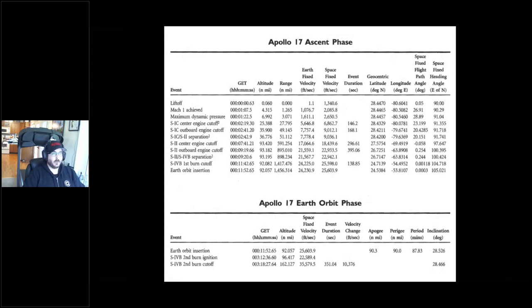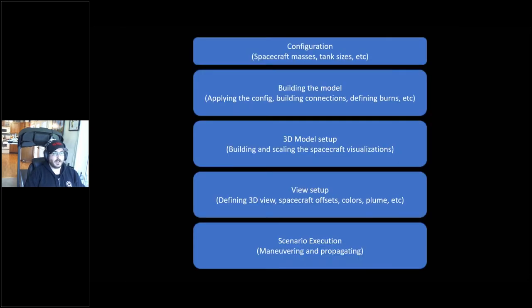So I opened up this book, I fired up FreeFlyer, and I started trying to model the scene we had just watched. At a high level, this is broken down into five parts. There's the configuration, which is just inputting all of the masses, the tank sizes, the time between events, the thrust of the vehicle, etc. There's building the model, which is essentially applying that configuration, building spacecraft objects in FreeFlyer, attaching thrusters to them, making sure everything is using the correct force models and everything is timed up and synced up properly.